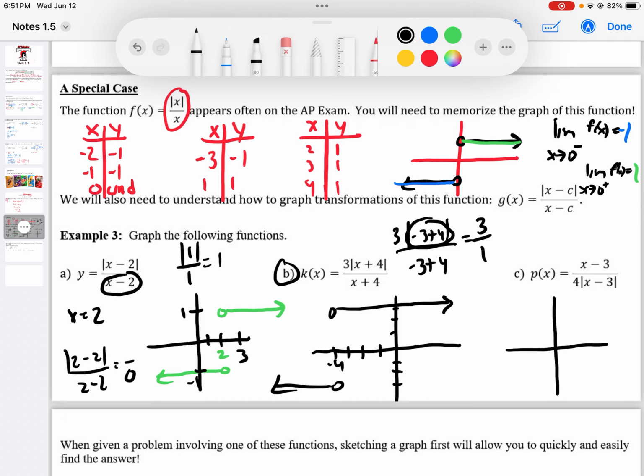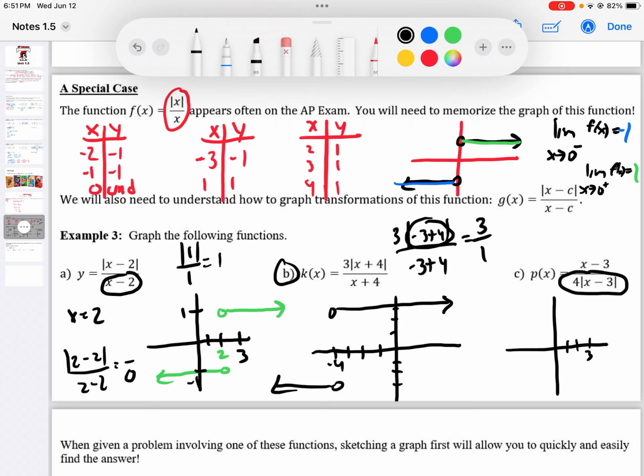This one, you can probably guess at this point, where is the undefined part happening? Where's the jump happening when x is +3? And then what are the y values there? Well, if you don't know, plug in a number. Plug in 2. Okay. Oh, and the absolute value is on the bottom.